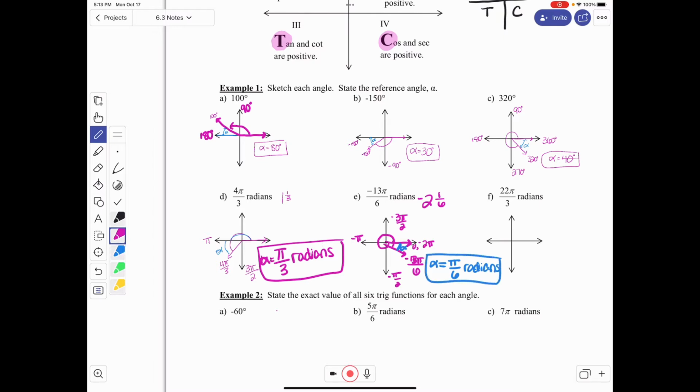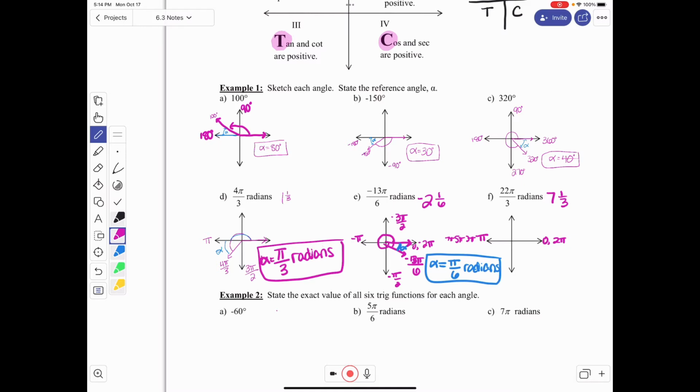Okay, and then my last one, I'm going to go ahead and change that to a mixed number. So 3 will go into 22 7 times with 1 left over. So 7 1/3. I know that over here is pi, and if I go all the way around, that's 2 pi. So I'm going to have to go around 7 times. So if I think this is pi, 3 pi, 5 pi, 7 pi.